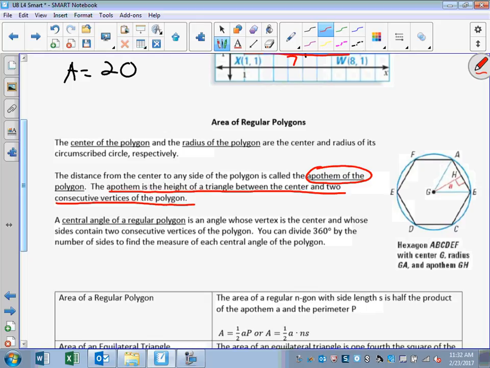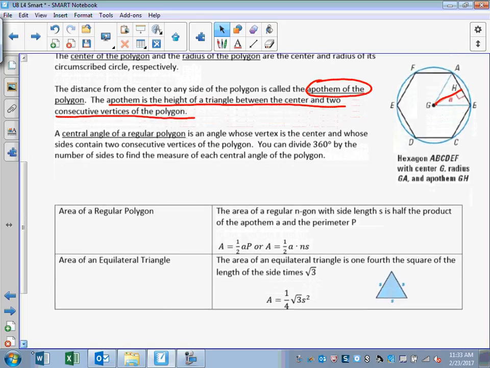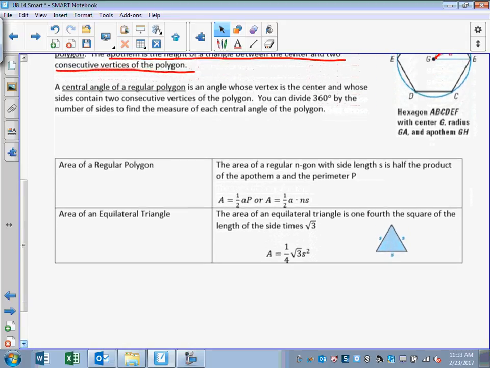So if you look over here in the diagram, it's the same thing as this. Similar to a radius in a circle, but not completely. You see that circle on the outside, it doesn't go from the center to the circle. So it's similar to a radius, but it's not exactly a radius. It's more like the height of a triangle you can make between the two vertices is what it's trying to say. So that's the part you really need to focus on. And at the bottom, it shows you how to find the area of a regular polygon and the area of an equilateral triangle, which is what we're going to do on the next page.